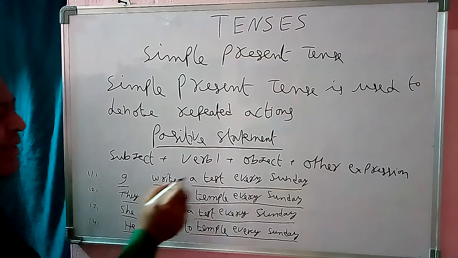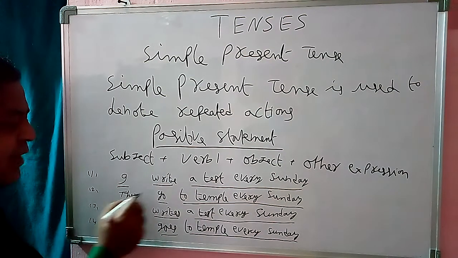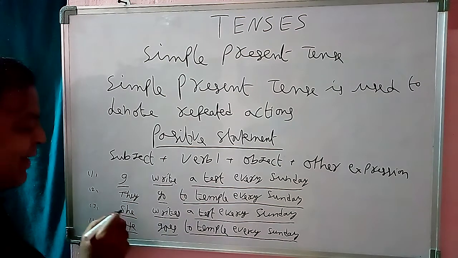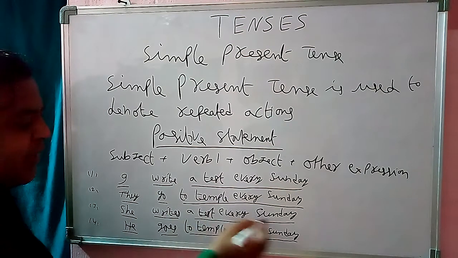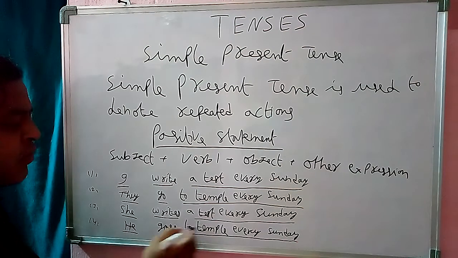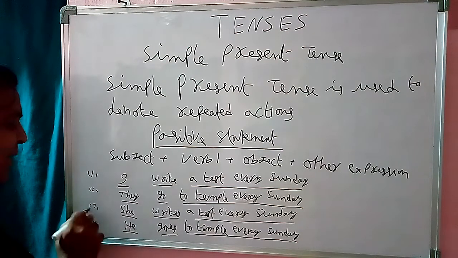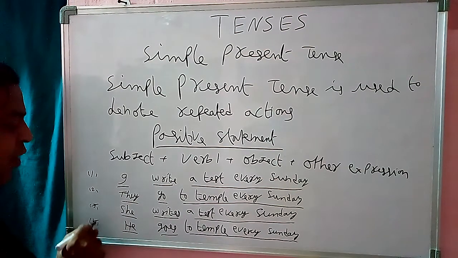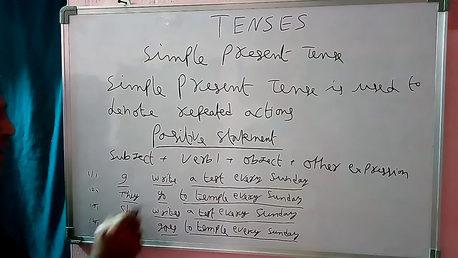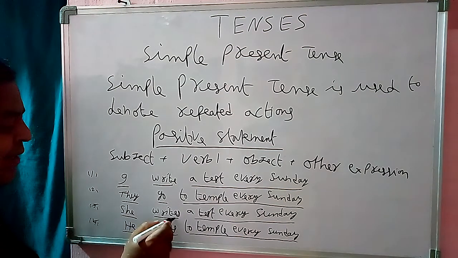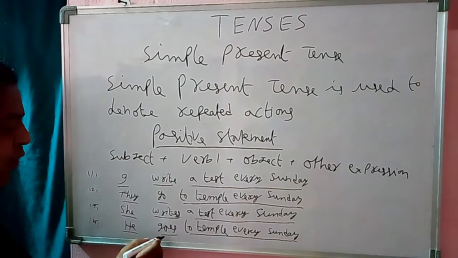So, I write a test every Sunday. They go to temple every Sunday. She writes a test every Sunday. He goes to temple every Sunday. Look at the third and fourth examples. Here in the verb place, s is added. In the fourth example, in the verb place, es is added.